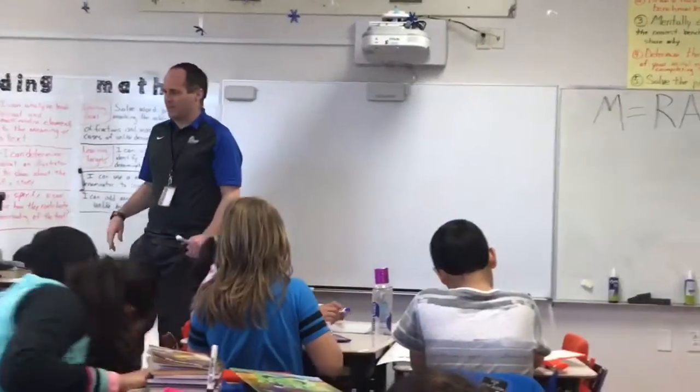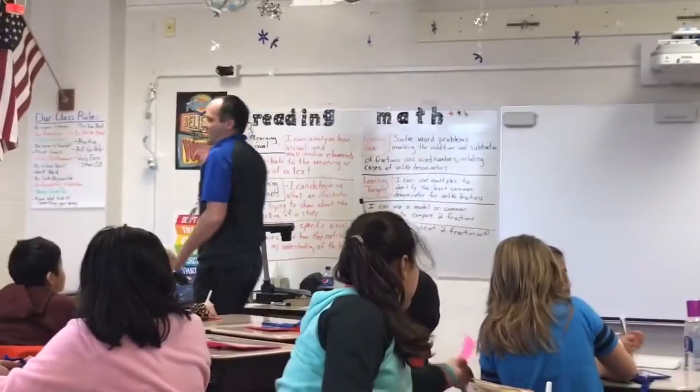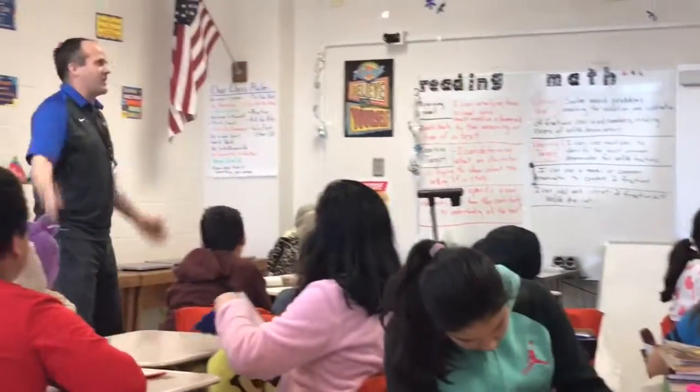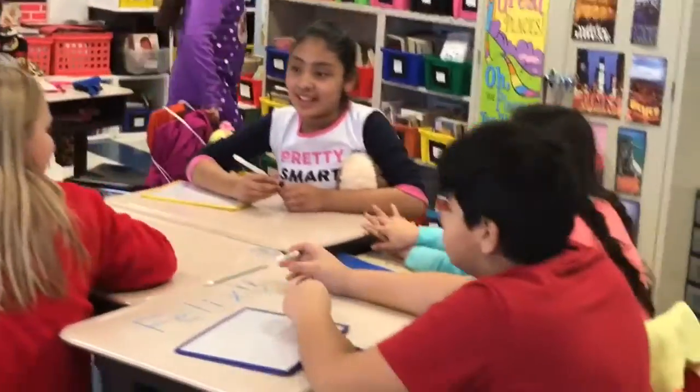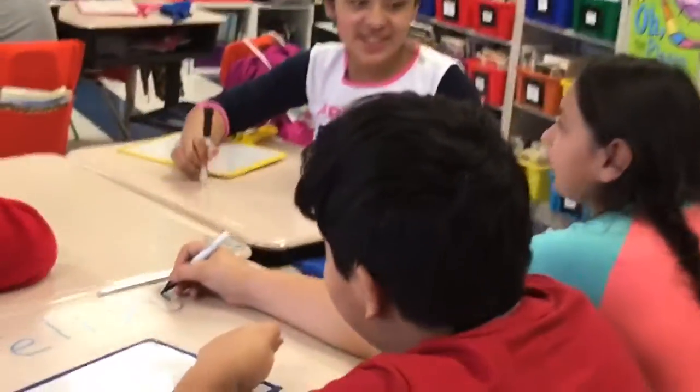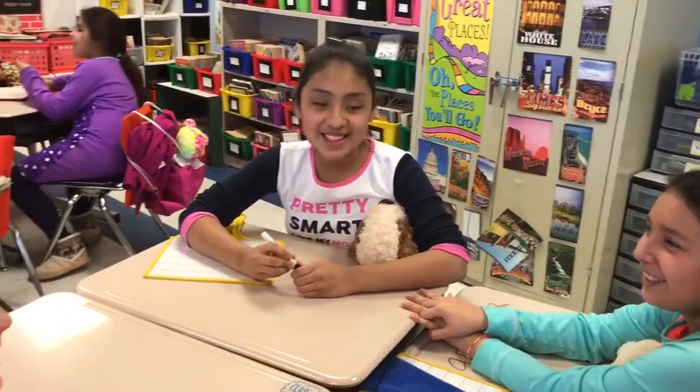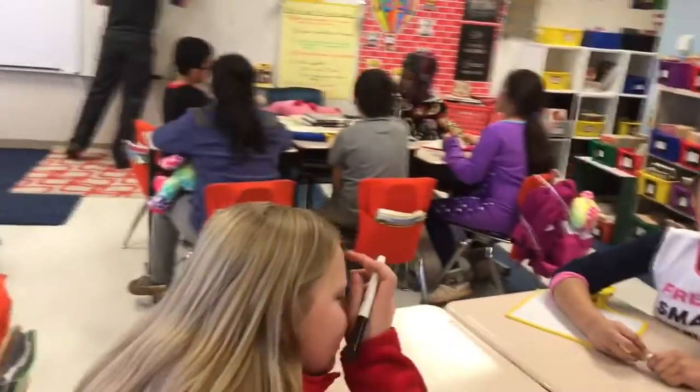Everybody say this equation again with me. 1, 2, 3. M equals RA. Talk to your table. What does this mean? What does it mean? M equals RA. Multiplication equals repeated addition.